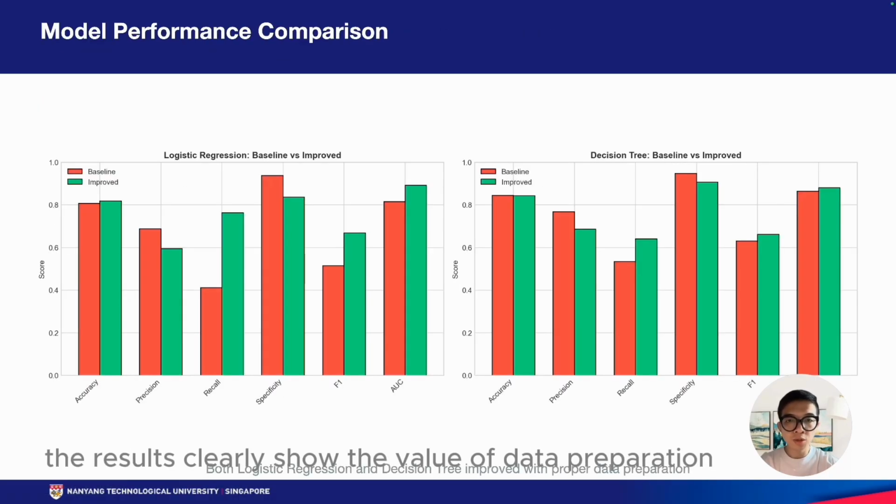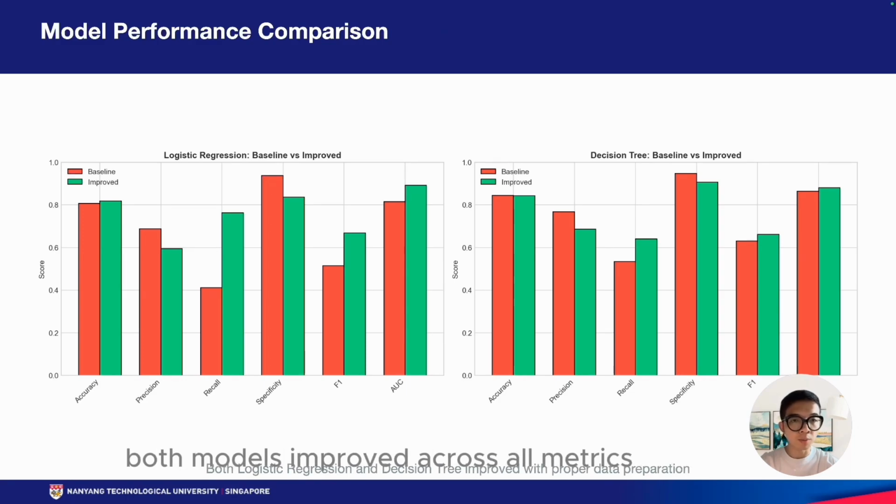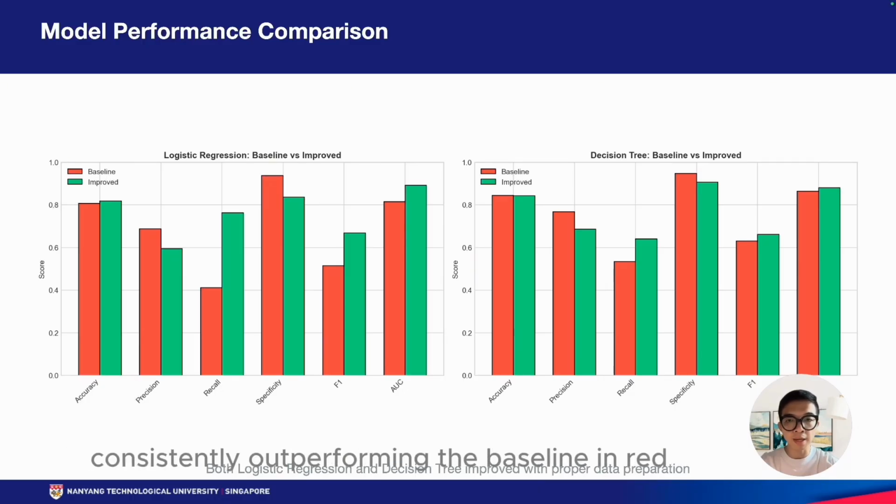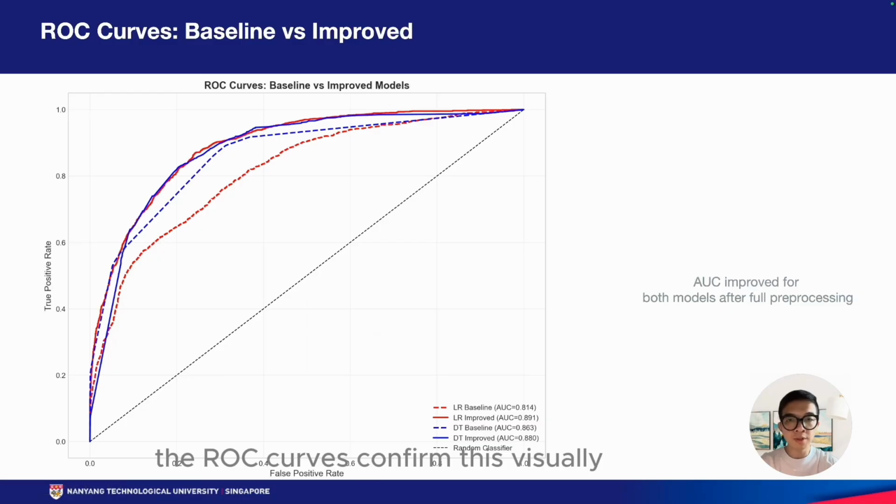The results clearly show the value of data preparation. Both models improved across all metrics. Most notably, recall improved significantly, meaning we are much better at identifying high-income individuals. The bar charts show the improved model in green consistently outperforming the baseline in red. The ROC curves confirm this visually. Our improved models, shown as solid lines, consistently outperform the dashed baseline models. AUC increased for both classifiers, proving that proper data preparation leads to better discriminative ability.